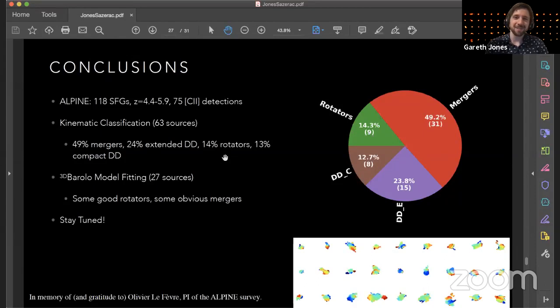Just to conclude, ALPINE is a really exciting kinematic playground, essentially. From the kinematic classification, we find a really nice diversity of sources. From an initial 3D Barolo model fitting, we see some are good rotators, some are good mergers, and some are just dispersion dominated. But there's still a lot of work to be done.